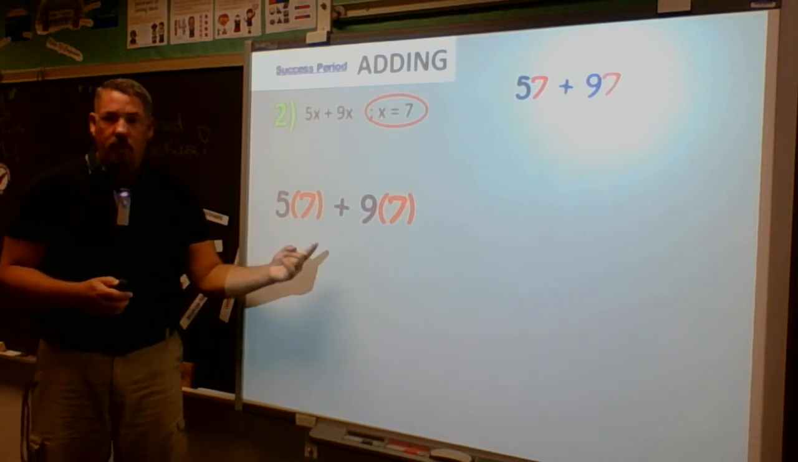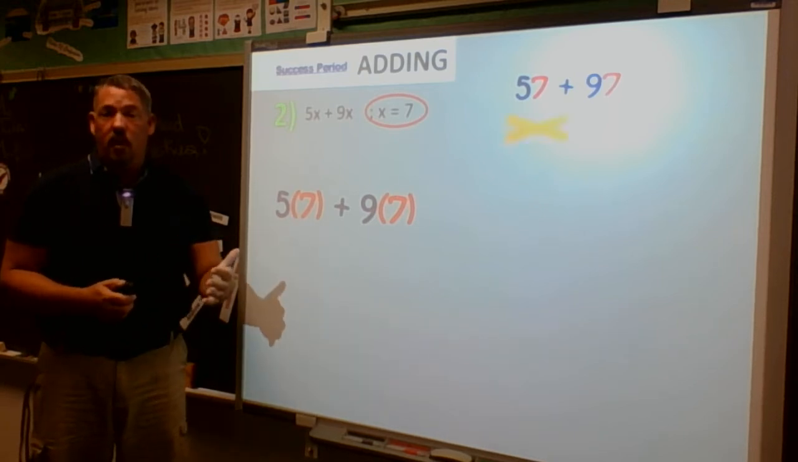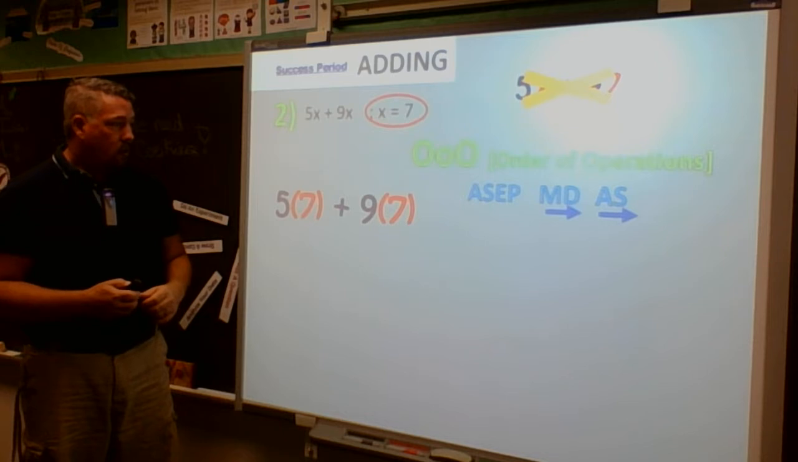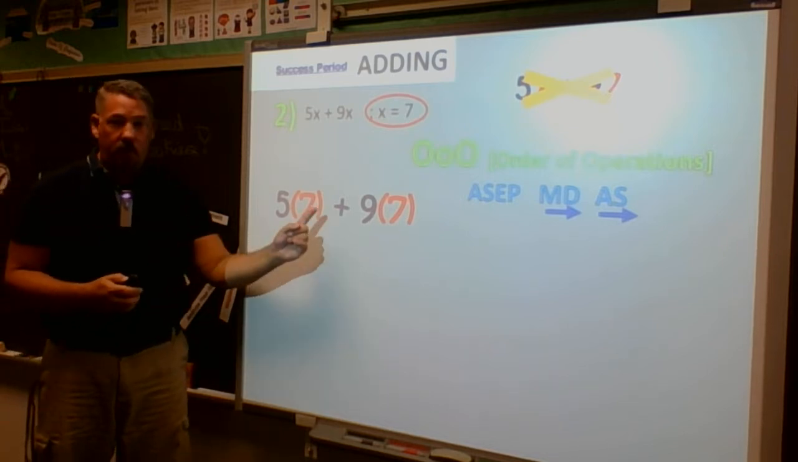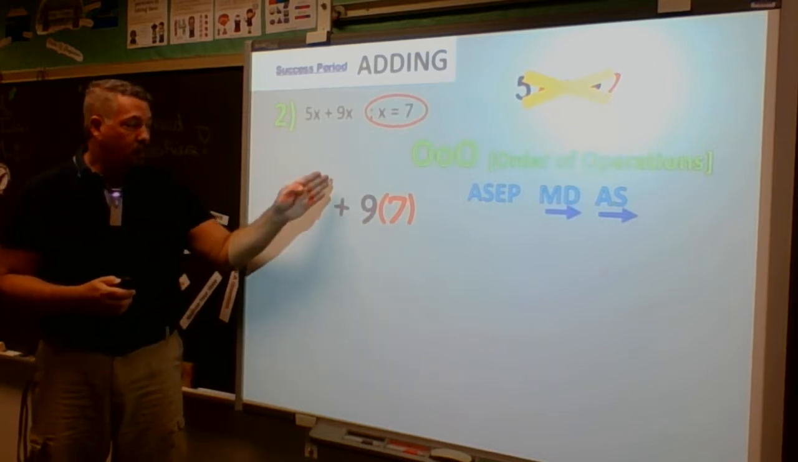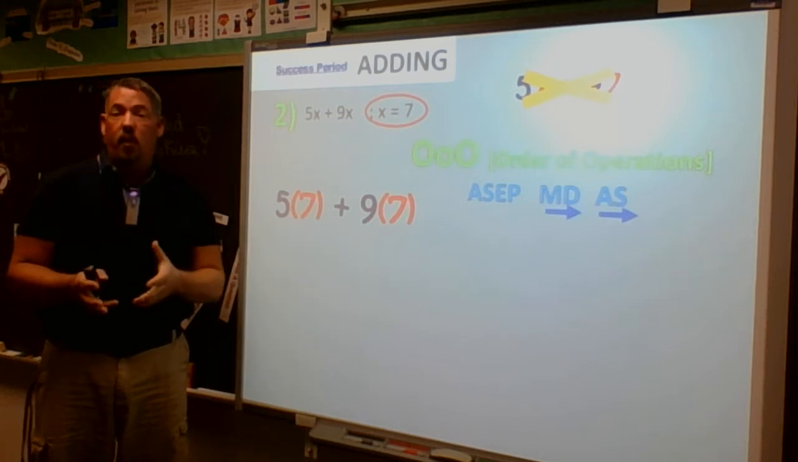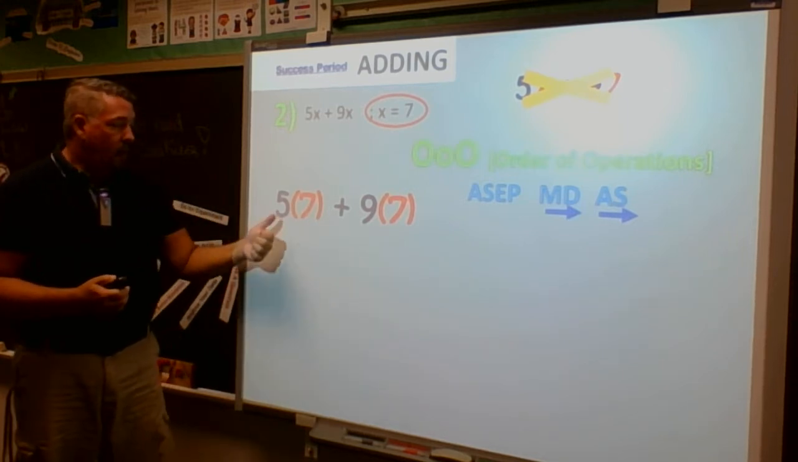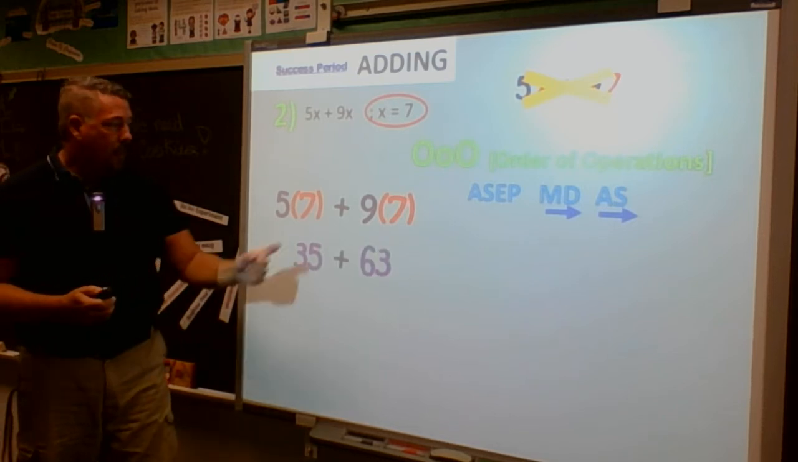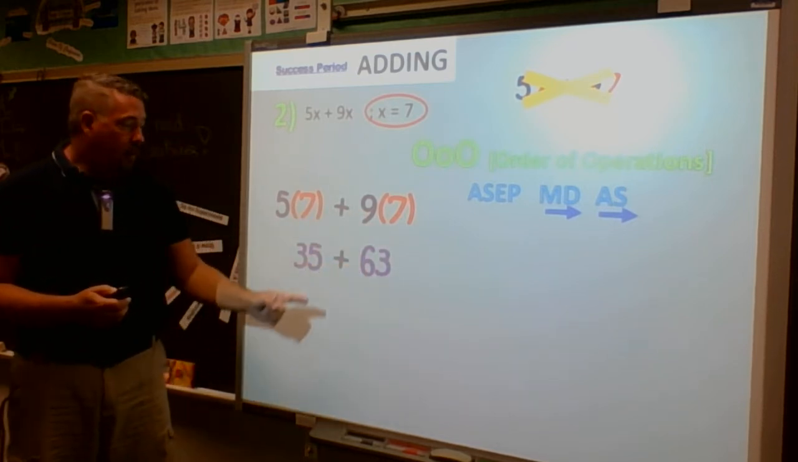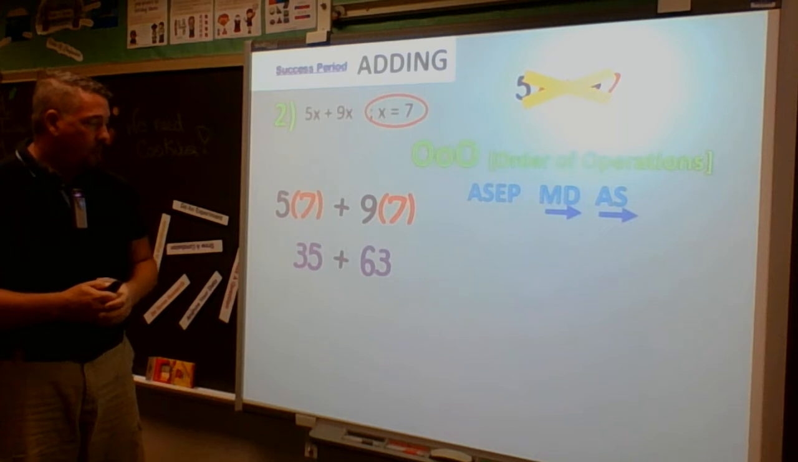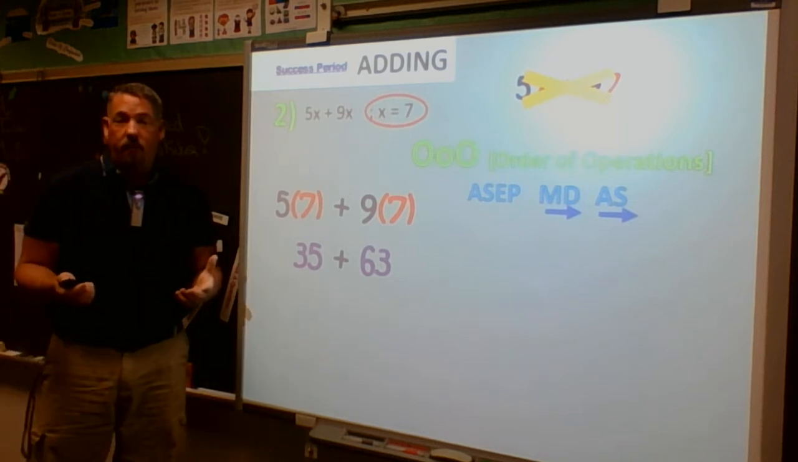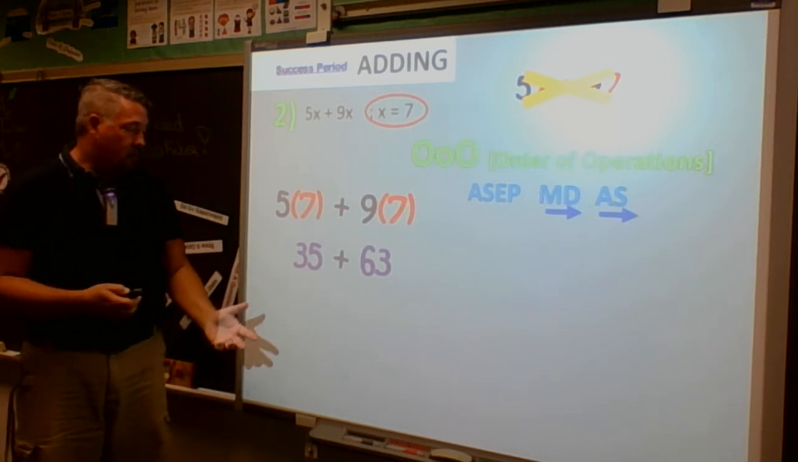Once I have that, then I know I have to do, once again, my order of operations. My order of operations tells me I'm going to do multiplication and multiplication before I do addition. So I'm going to rewrite my math problem now with my multiplication answers. 5 times 7 is 35. 9 times 7 is 63. And I know I'm adding those together. Then I'm just left with that last step, and I can write down my answer underneath.